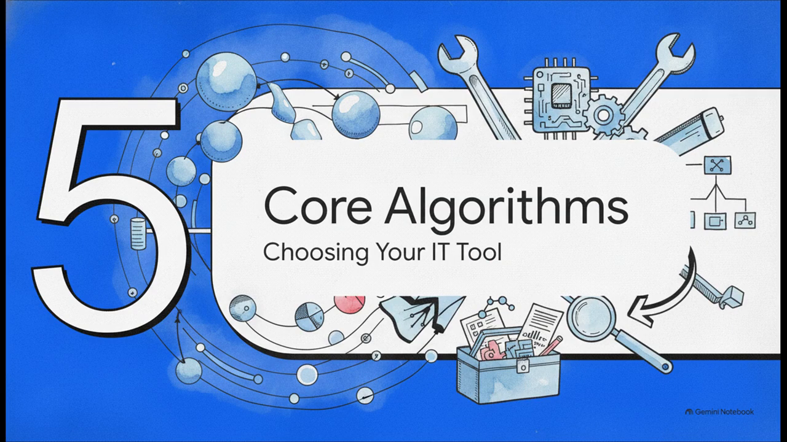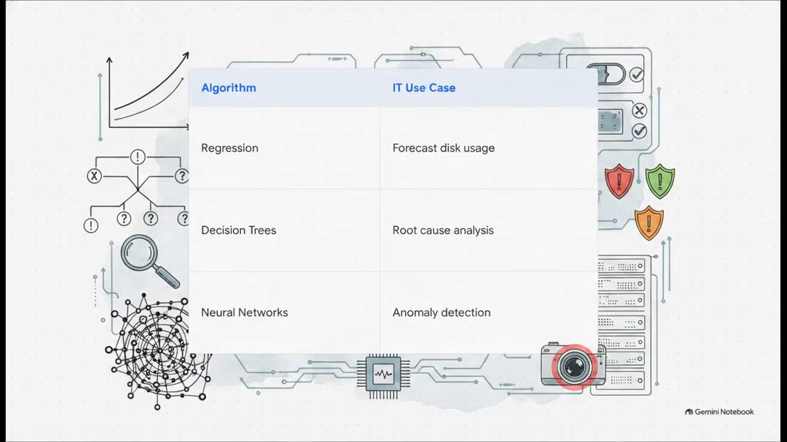And that brings us to our final part, Section 5, core algorithms for production, and choosing the right tool for the job. Think of this as your production cheat sheet, mapping the exact math to your daily IT problems. Need to forecast disk usage over time or flag a binary outcome like a failed login? Linear and logistic regression are your absolute go-to tools.